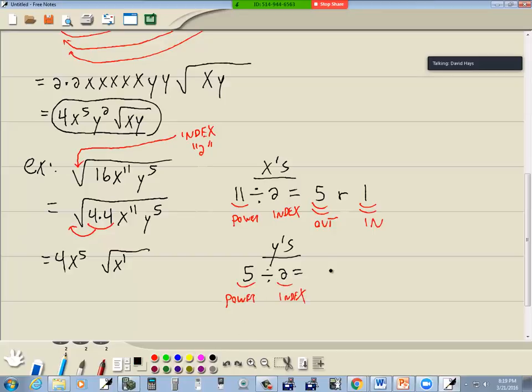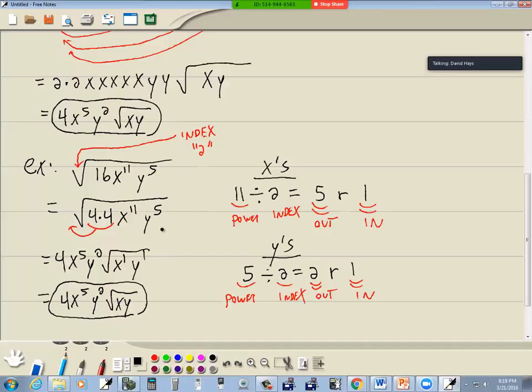And again, this is old style division. So 5 divided by 2 is 2 with a remainder of 1. This tells us how many are going to come out, and this tells us how many are going to stay in. So we're going to have 2 y's come out, and we'll have 1 y stay in. Which we see then is 4x to the 5th, y squared, the square root of xy, which gives us the same answer without writing out all those x's and y's.